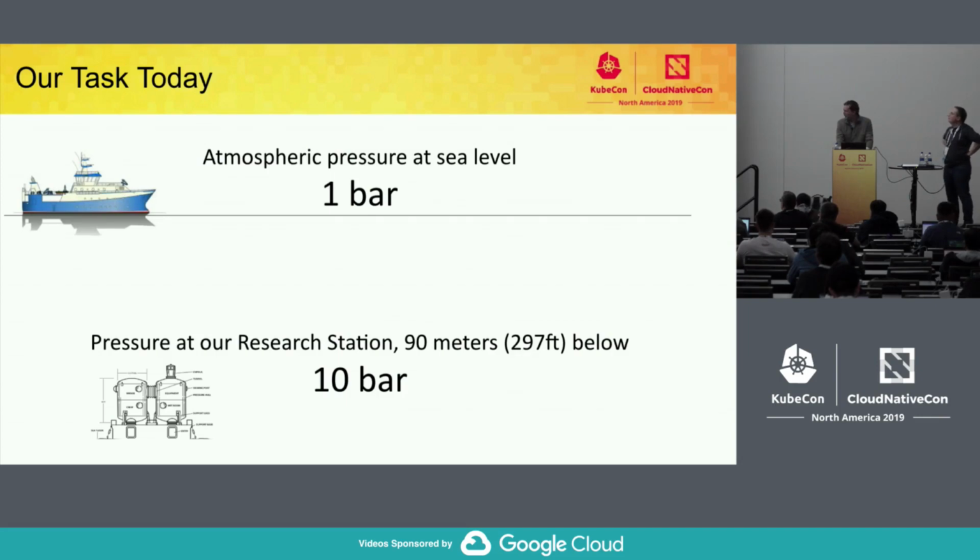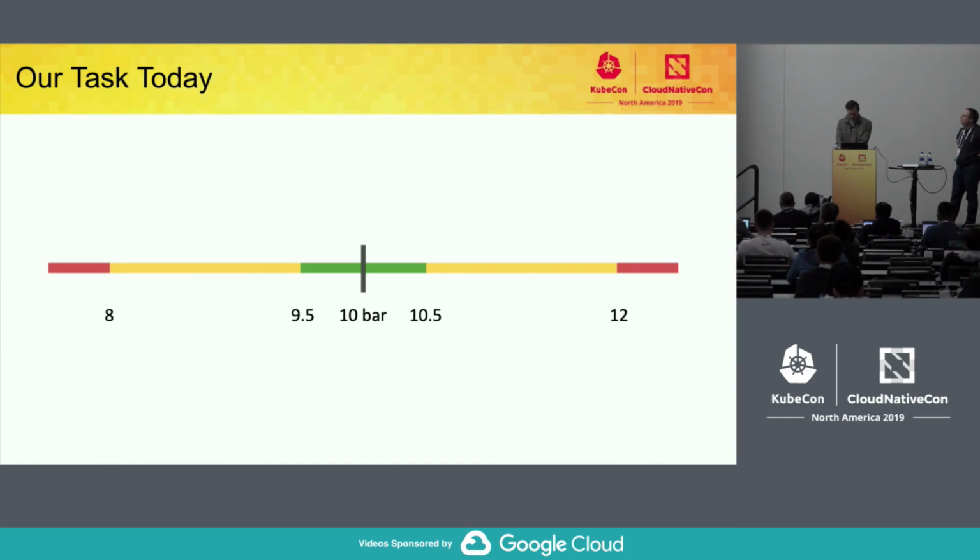Up at the surface, we have about 1 bar of pressure. That's a unit of measure. We're just at atmospheric pressure. That's basically where we all are now in this room. This research station is down deep in the water at about 90 meters, or 300 feet or so. And down there, it's about 10 bars, so 10 times the pressure pushing in on every side of this tin can that our researchers live and work in.